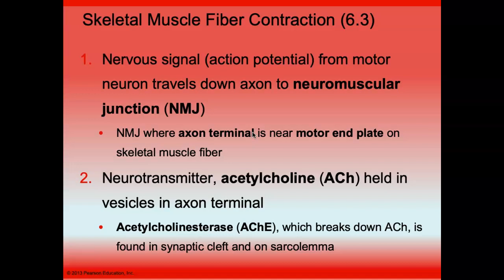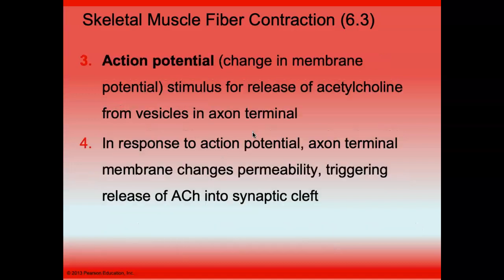Inside the axon terminal will be vesicles filled with a neurotransmitter called acetylcholine. And acetylcholine is crucial for muscle contraction. Now, not only is acetylcholine crucial, but the enzyme that breaks it down is crucial. The enzyme that breaks it down is called acetylcholine esterase. And that's found in the synaptic cleft, or the gap between the neuron and the muscle fiber.